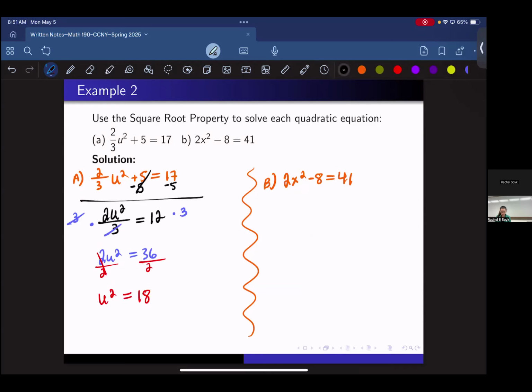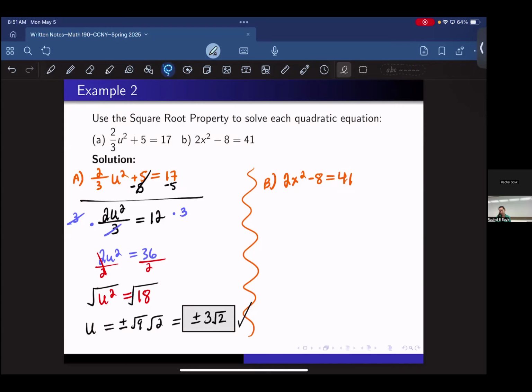Now that it's isolated, utilize the square root property and take the square root of both sides. And the square root of 18 can be broken up into square root of 9 times square root of 2. We know square root of 9 is 3. Square root of 2 can't be simplified further. So our final answer is just plus or minus 3 square root of 2.